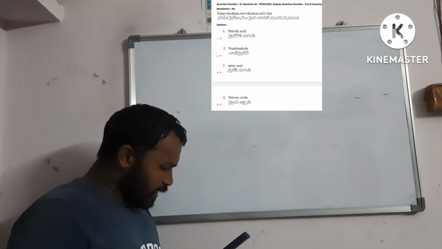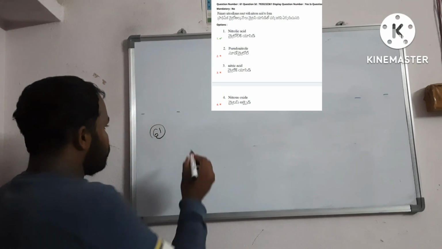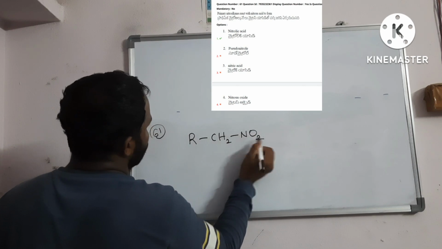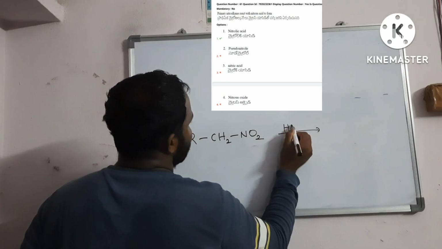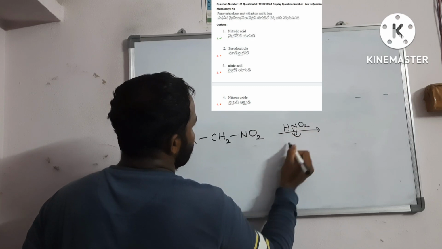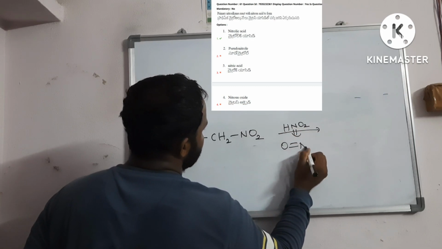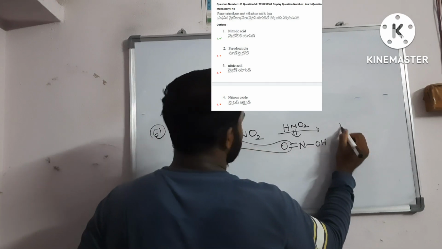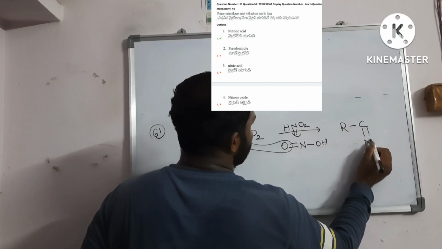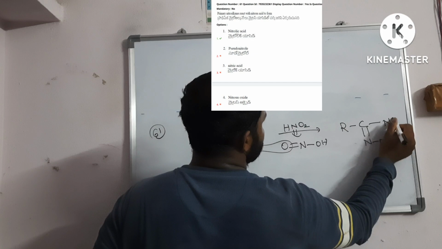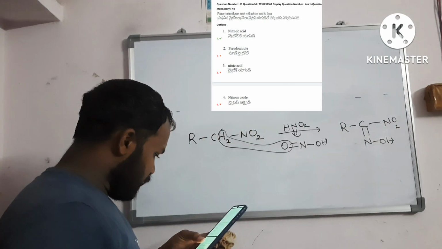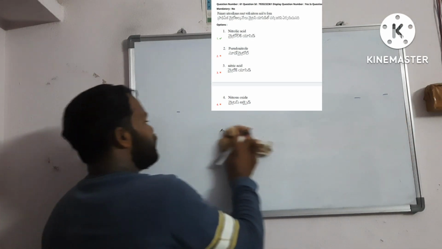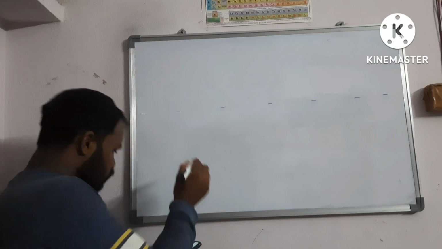Primary nitroalkanes react with nitrous acid to form nitrolic acids. I am taking RCH2NO2, this is the nitroalkane, and reacting with HNO2, nitrous acid. This HNO2 I am also writing as O double bond N, OH. H2O is removed, so you write the same structure, RC double bond NOH, and the remaining NO2 is as it is. This is called nitrolic acid. Option 1 is the correct option. Simple reaction. Next question number 62.